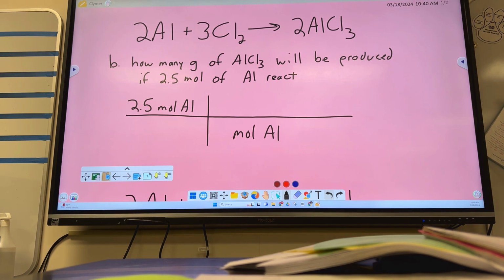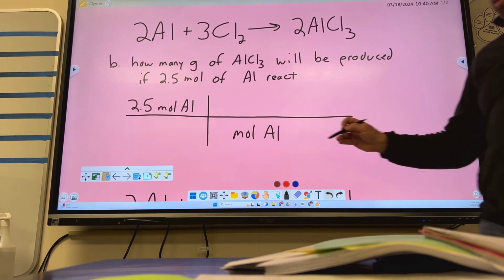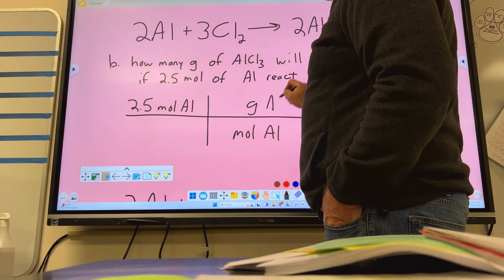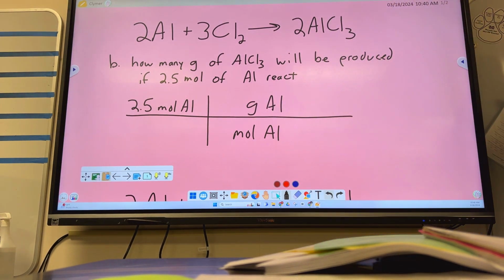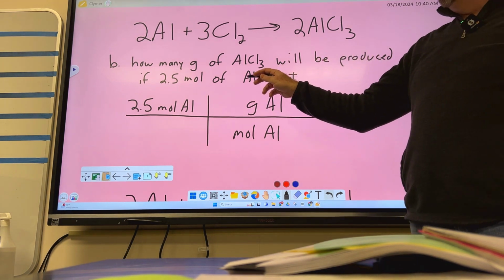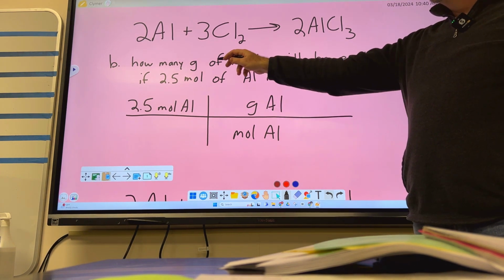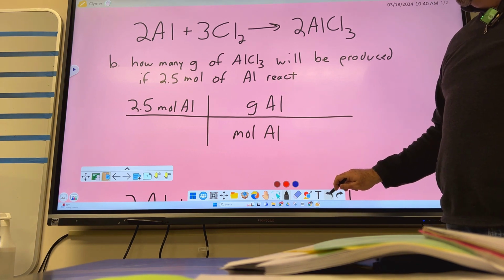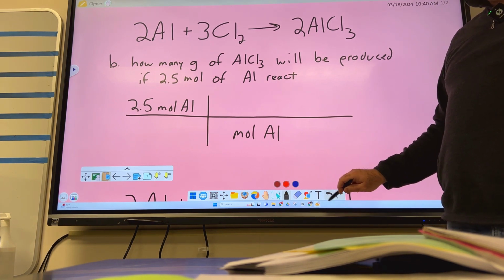Moles, AlCl3. Okay, now I have a grams and I have a moles. One of you is right. Now we need to get to grams eventually, right? But right now we have a conversion. We could do this, right? Do we need to here? No, because we're not asking about moles or grams of aluminum. We're trying to get to grams of something else. So this step is where we want to do what?